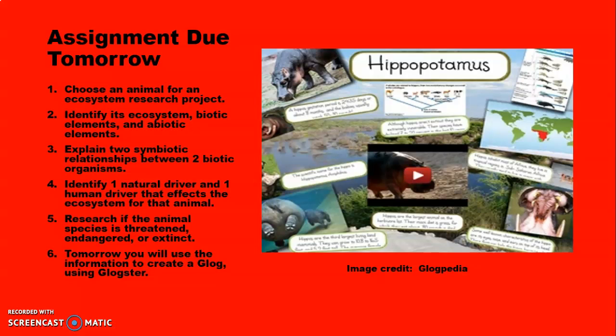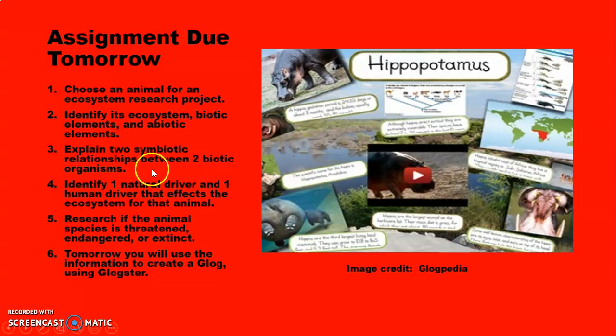Now, taking all that information that we've learned through this presentation, I would like you to complete this assignment for tomorrow so that when we come into the classroom, we are ready to create our final product. 1, choose an animal for an ecosystem research project. Identify its ecosystem, biotic elements, and abiotic elements.